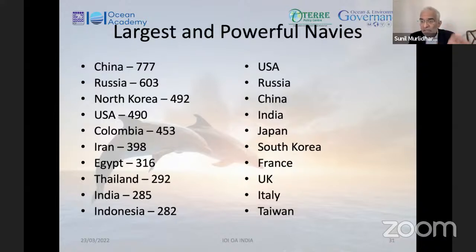So they have got 777 ships, as compared to the US, which has 490, which is significantly less. But the USA has the most powerful navy in the world. Russia, commensurate with its number of assets, is the second most powerful. China, which has the most assets, is number three. And India, which is ninth on that list, is the fourth most powerful navy in the world. So we've done reasonably well in terms of our navy.